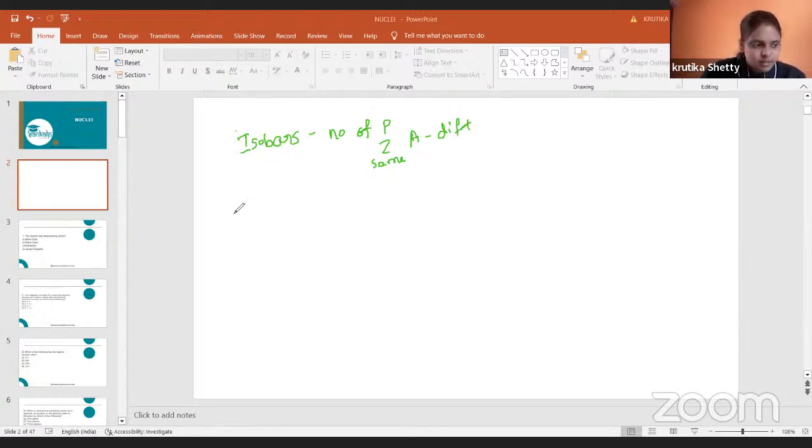Sorry, this is isotopes. These are isotopes, then we have isobars. We have the first type, which is called isotopes. In the isotopes, the number of protons, or the atomic number, will be the same, but different mass numbers will be there. In the case of isobars, the same mass number will be there, but different atomic numbers will be there.